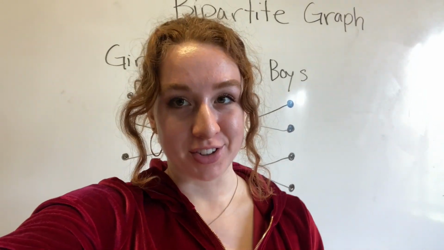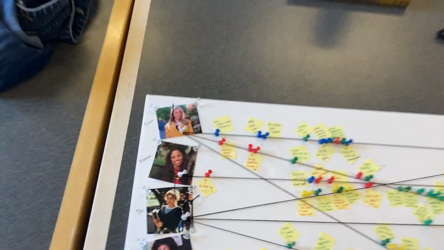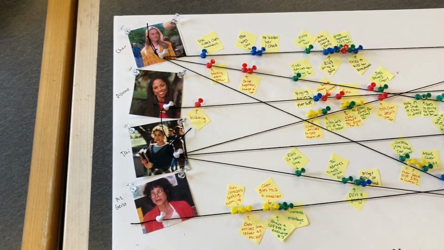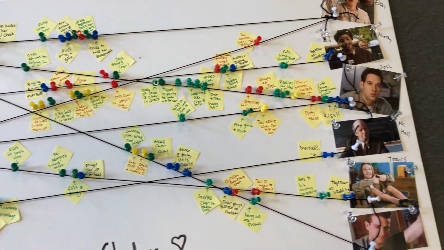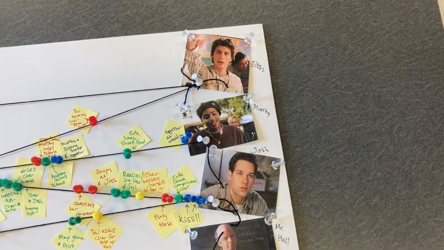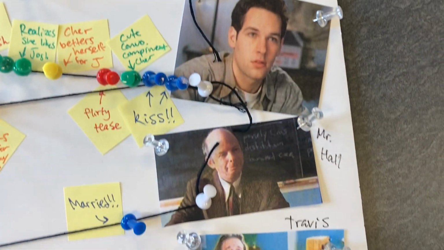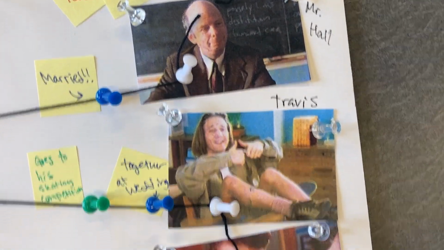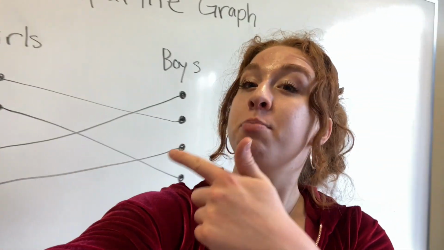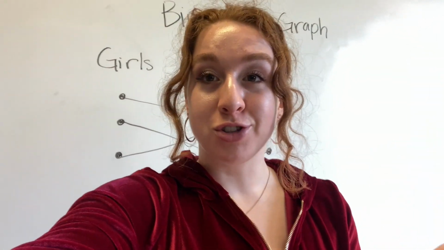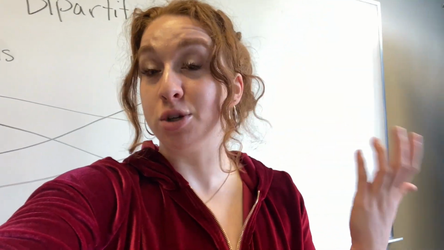Now let's take a closer look at this graph. Here we can see that on the left, we have the four main girl characters, Cher, Dion, Ty, and Miss Geist. Then, through a series of connections and plot points, we can see that each of them is paired to different male characters, like Elton, Murray, Josh, Mr. Hall, Travis, and Christian. While the graph behind me is one-to-one, since each boy is matched to exactly one girl, the Clueless graph is definitely not, since some of the girls are matched to multiple guys and some of the guys are matched to multiple girls.